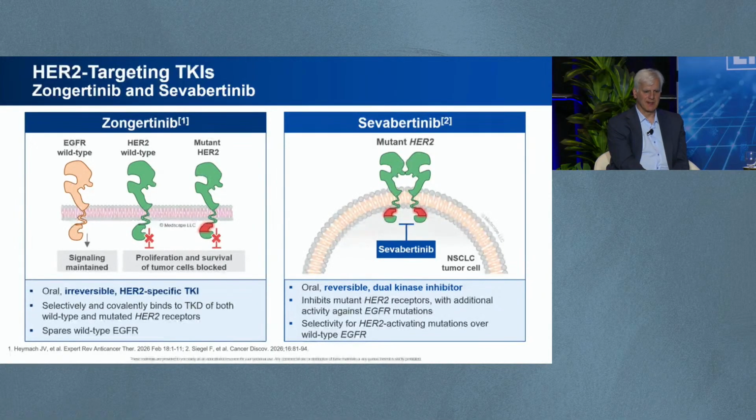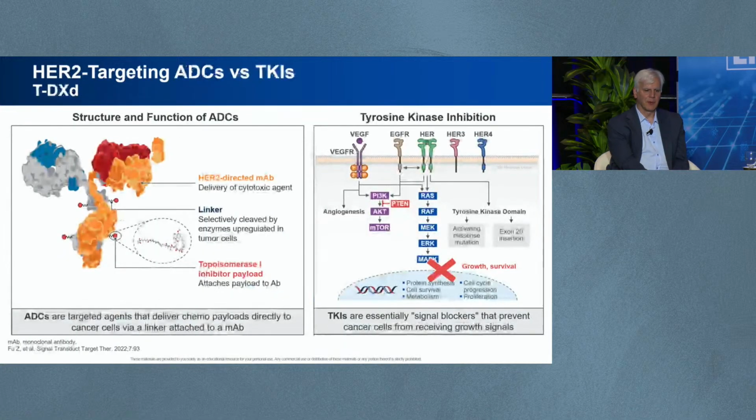And again, this summarizes the same. So with zongertinib, you've got both EGFR and HER2, while with cevabertinib, you have the HER2 alteration. I'm sorry, actually, I said it incorrectly. So cevabertinib, the cartoon doesn't highlight it very well, but HER2 and EGFR, while with zongertinib, you have the irreversible inhibition, of course.